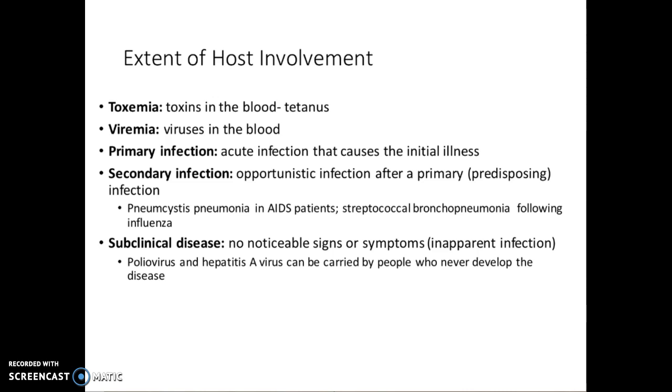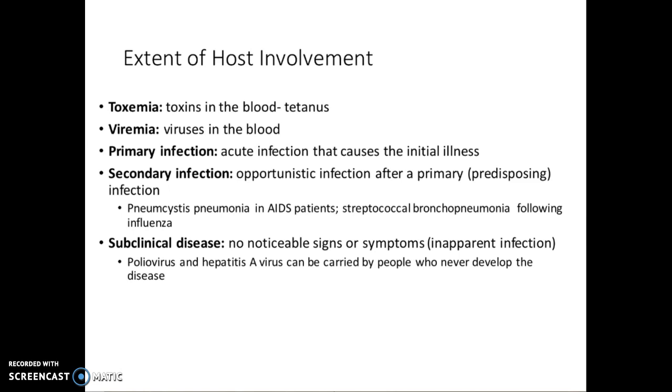For example, not every virus has a viremic stage when you get infected with it. When you get influenza, it pretty much just stays in the lungs. There are a few documented incidences where influenza has gone viremic, or the virus has gone into the blood, but it's very rare and not the traditional presentation. Primary infection, again, is the acute infection that causes initial illness. Secondary infection is the infection after the primary.